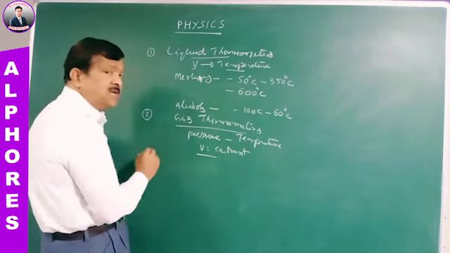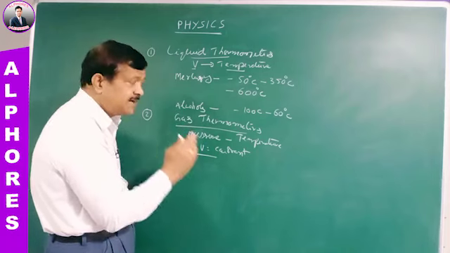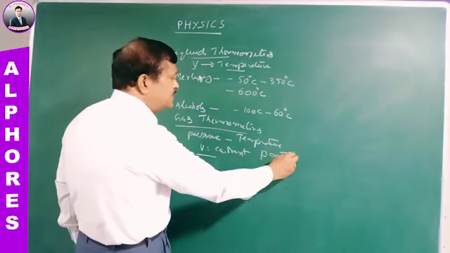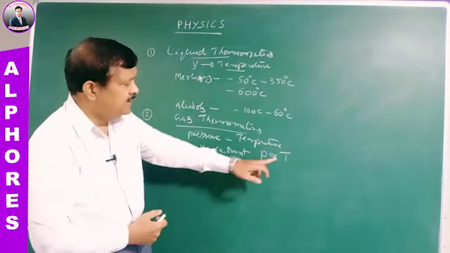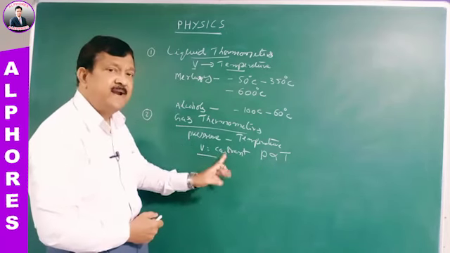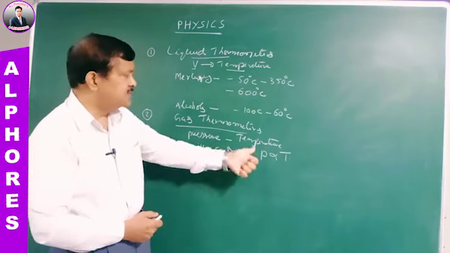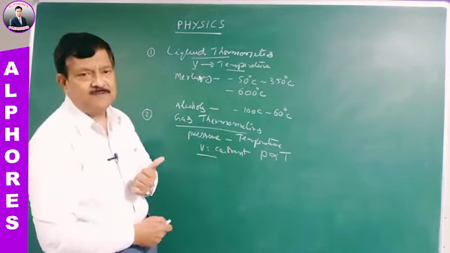So at constant volume for a given mass of the gas, pressure is always directly proportional to the temperature. So there is a proportionality between temperature of the gas and pressure of the gas when volume is maintained as a constant. So that variation of pressure we can use to measure the temperature in case of gas thermometers.